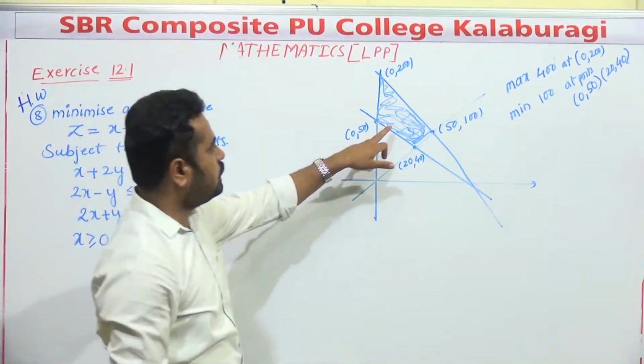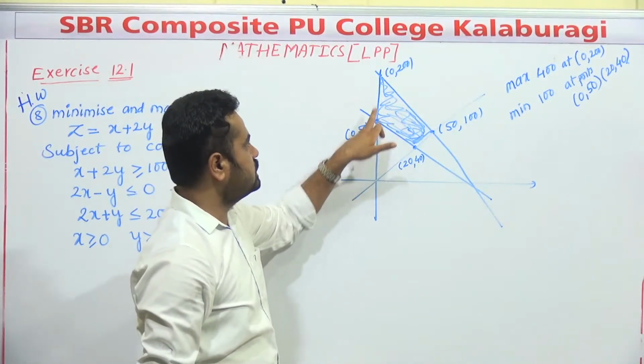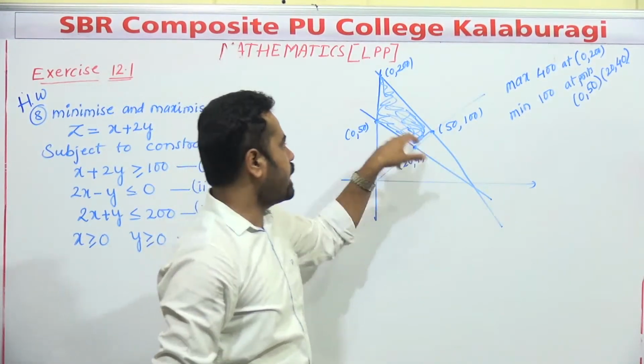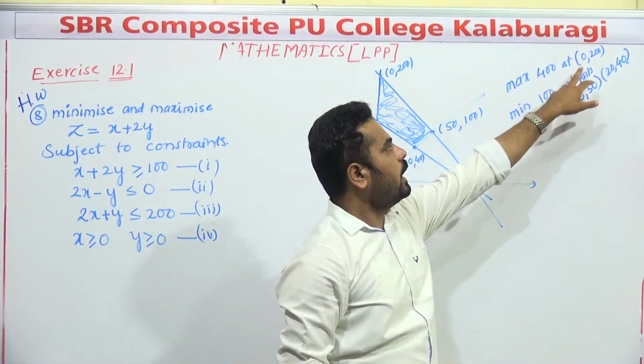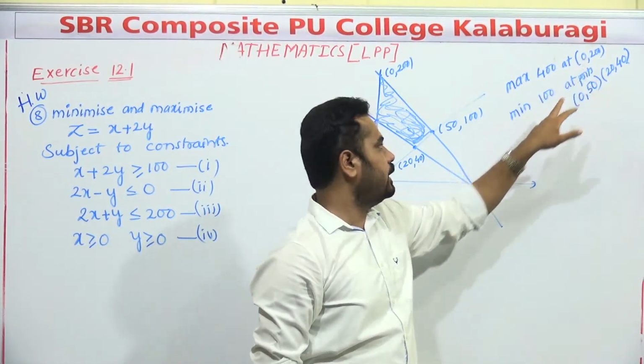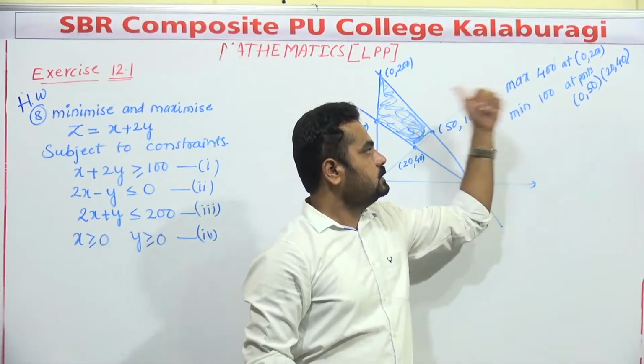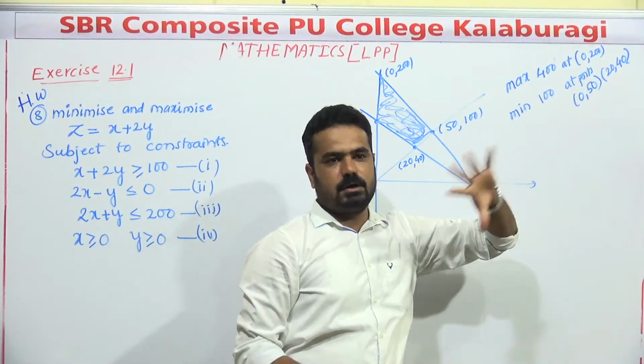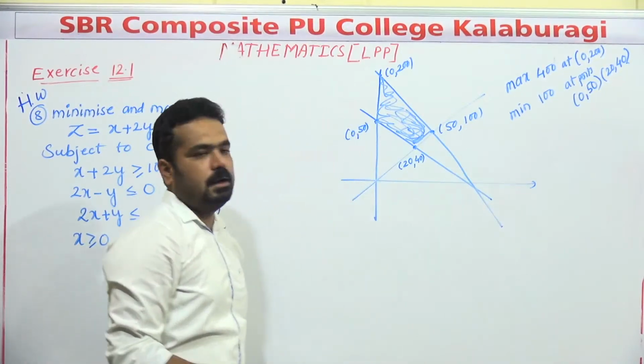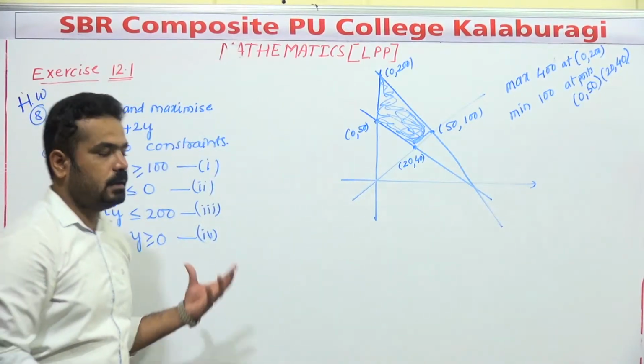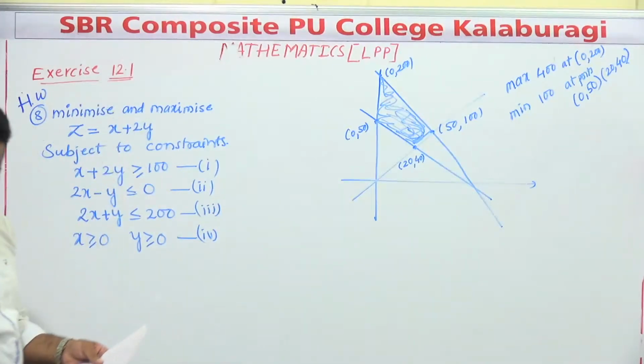Here we will get the feasible region, and these are the corner points. And the maximum value of z is 400 at the point 0, 200. The minimum value of z is 100 at the points. We get 2 points, 0, 50 and 20, 40. Clear this is? Okay. Now we'll go for the 9th one.